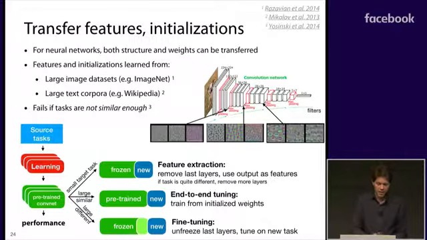But even with all these approaches, this will fail if your tasks are not similar enough. And this is something we don't really understand right now. We don't know when a task is similar enough for transfer learning or not. We typically just try it, and we adapt when it doesn't work.